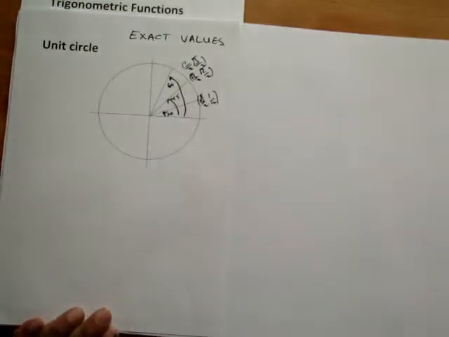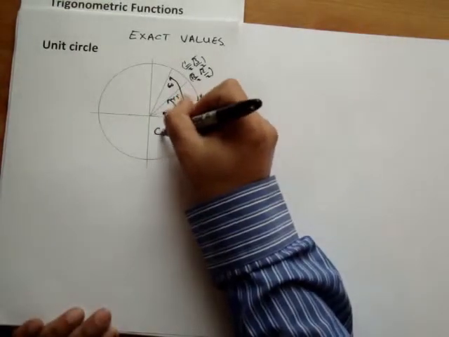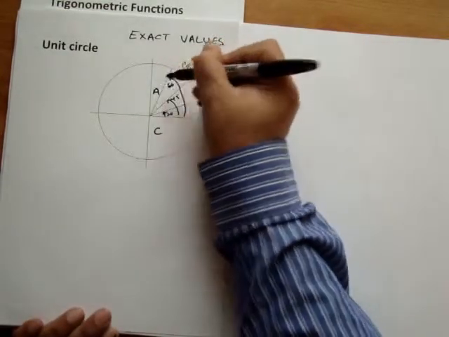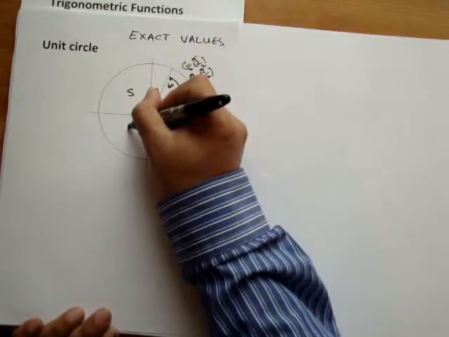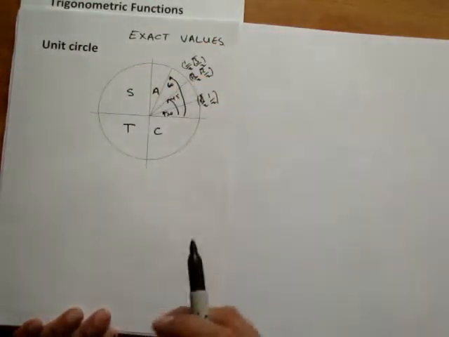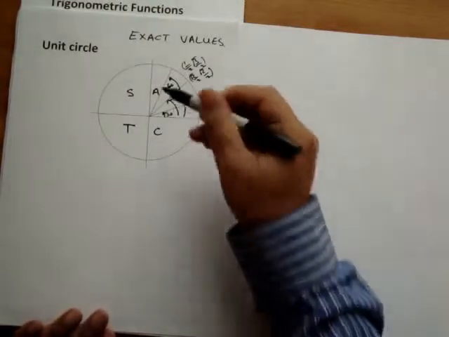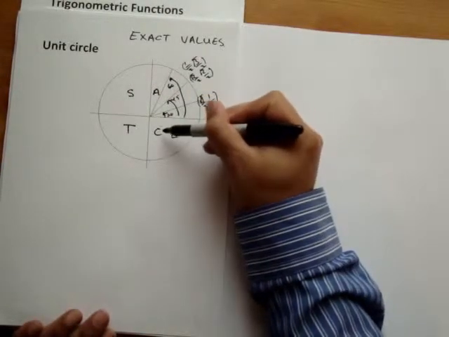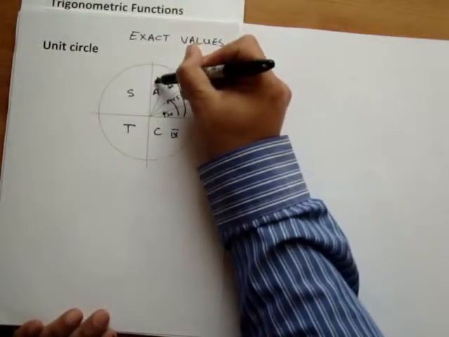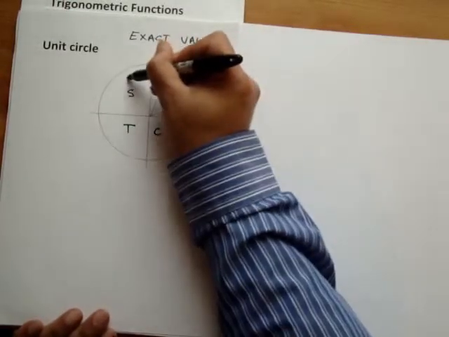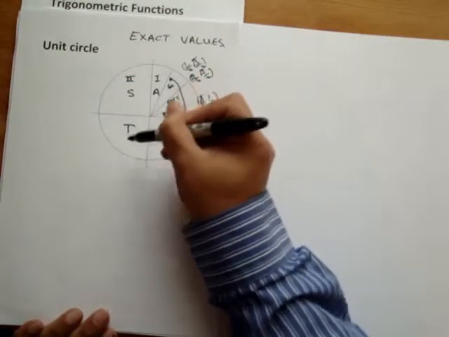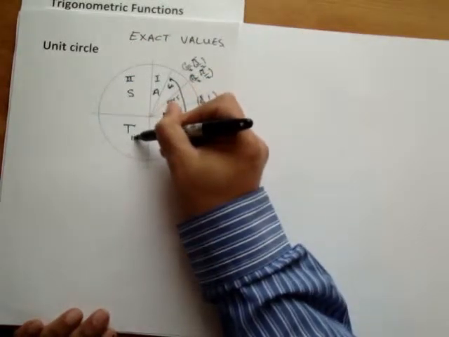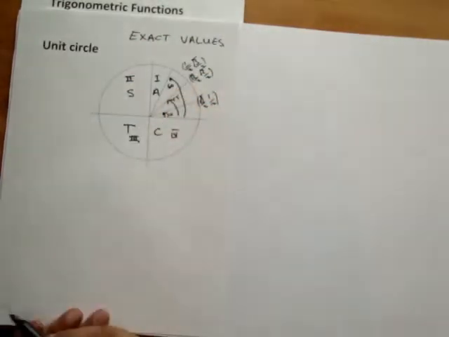Also, we have to bear in mind our CAST quadrants, C-A-S-T. So in quadrant 4, only the cosine is positive, all positive in quadrant 1, only sine positive in quadrant 2, and only tangent positive in quadrant 3.